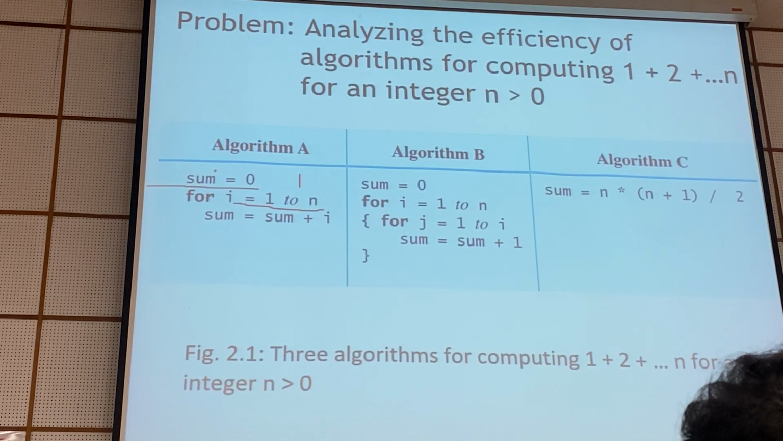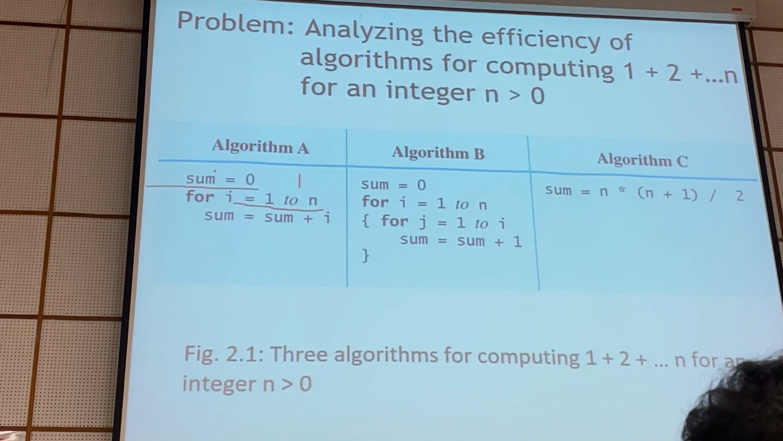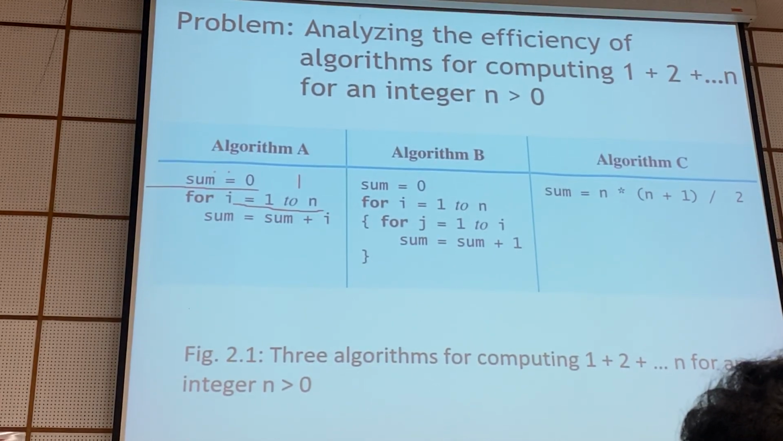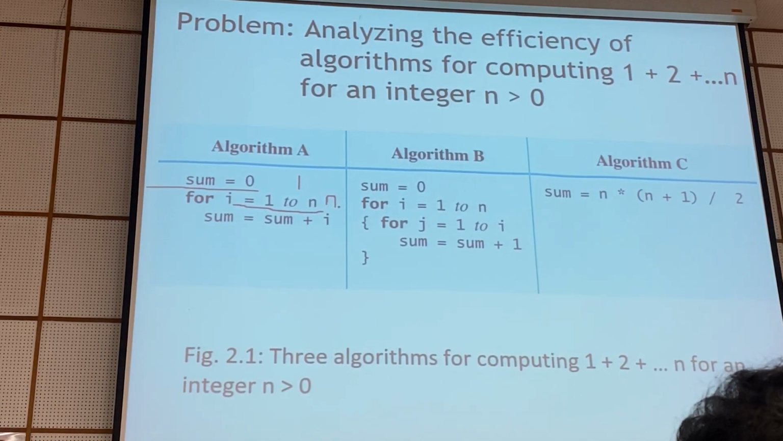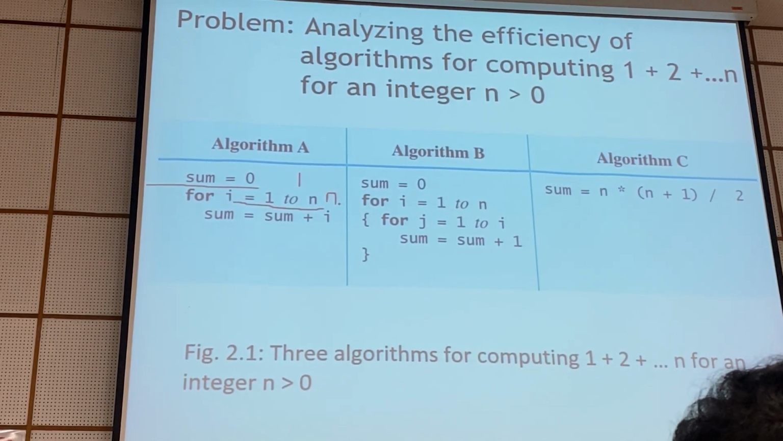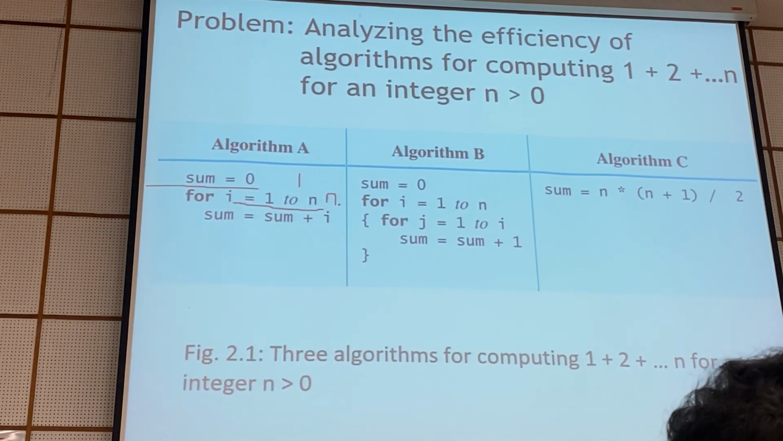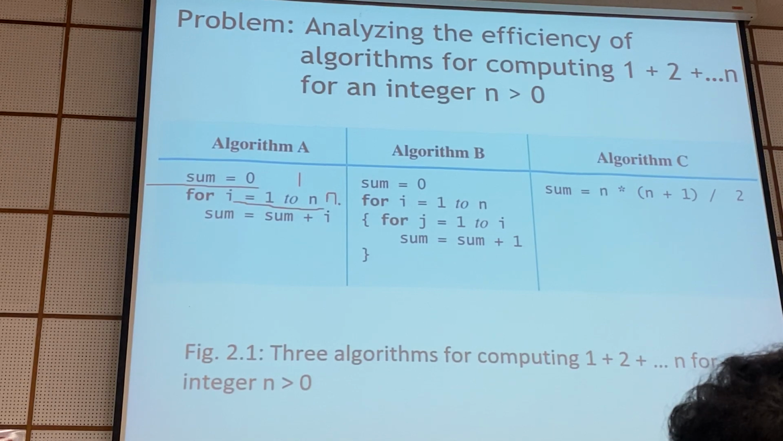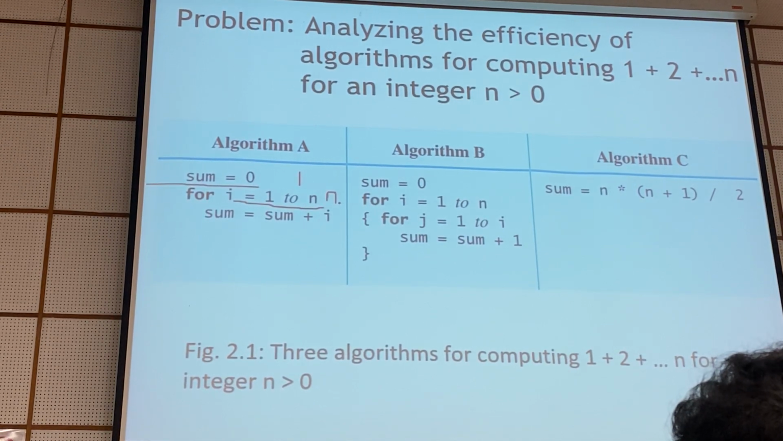I equal to 1, I equal to 2, I equal to 3. How many times? N times. Correct or not? N is the number, the input, right? So if I want to add right up to 5, N will be 5. Right up to 1000, N will be 1000. N can be any value.